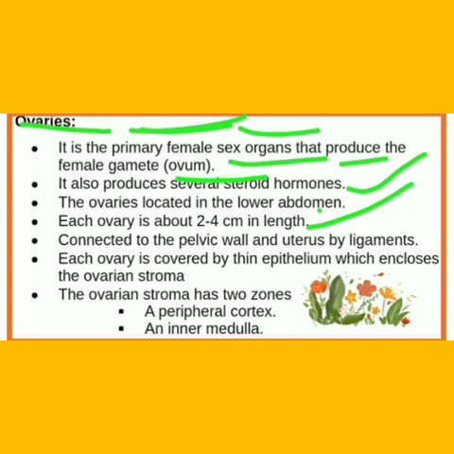Each ovary is about 2 to 4 cm in length, connected to the pelvic wall and uterus by ligaments. Each ovary is covered by thin epithelium which encloses the ovarian stroma. The ovarian stroma has two zones, a peripheral cortex, that is outside, and an inner medulla.